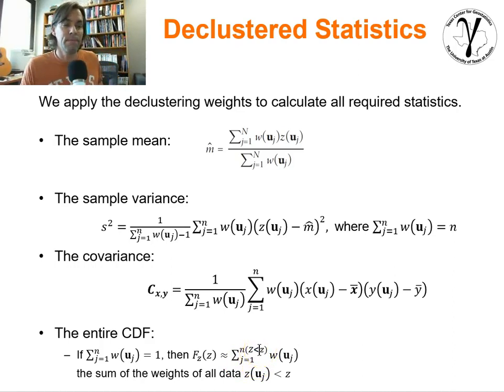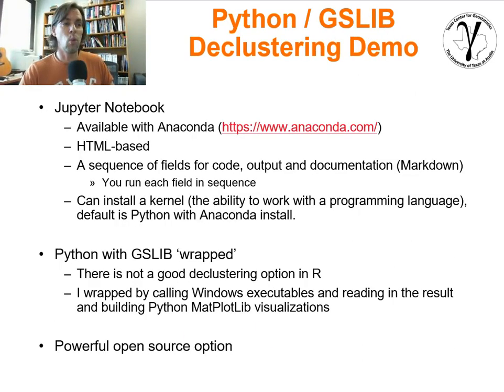Pretty straightforward, okay? So not too bad. So we can calculate all the statistics we want given these declustering weights. And so that's good. Now we have representative statistics that we can use for all of our decision making, all of our map modeling. We now have spatially representative statistics.